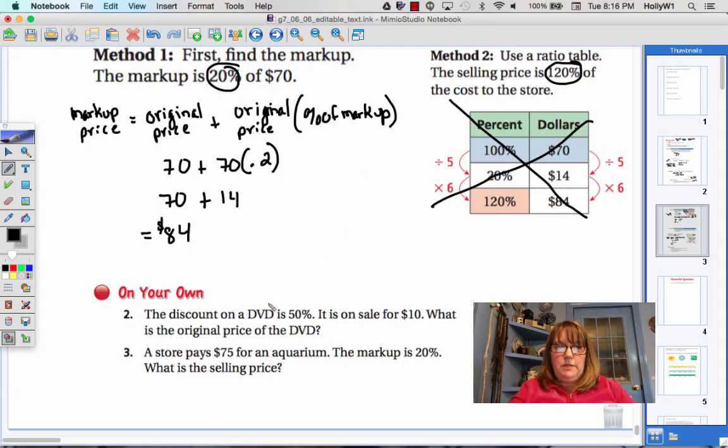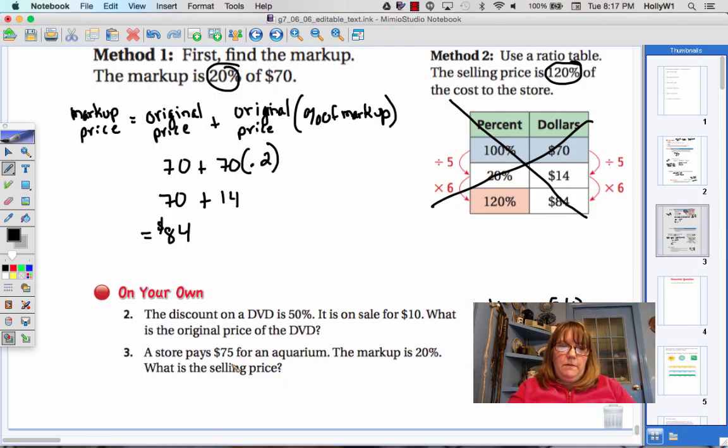So welcome back. So the discount price on a DVD is 50%. It is on sale for $10. What is the original price of the DVD? Well, we know that the $10 is the part, because we don't know what the original price is. And that is equal to 50%, because 100 minus 50% is 50%. So we're paying 50% of the original price. And we don't know what that is, so W. Divide both sides by 0.5. And the whole amount is $20.